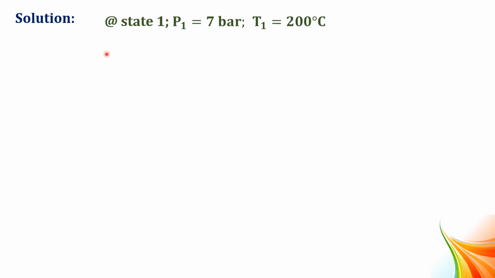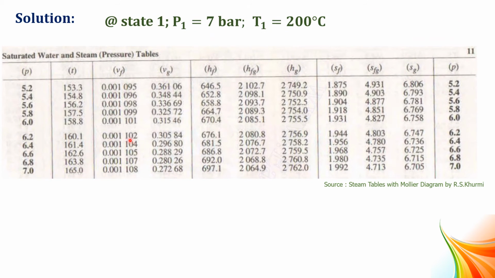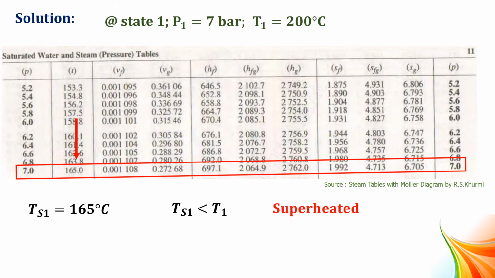Solution. At state 1, the pressure P1 equal to 7 bar and temperature T1 equal to 200 degrees centigrade. Now we have to check the quality of the steam at the inlet of the nozzle. So for that we have to move to the steam table corresponding to a pressure of 7 bar and write down the saturation temperature. The saturation temperature is 165 degrees centigrade. Now compare the saturation temperature with the given temperature. Saturation temperature is lesser than the given temperature. Therefore, the steam is in superheated condition.